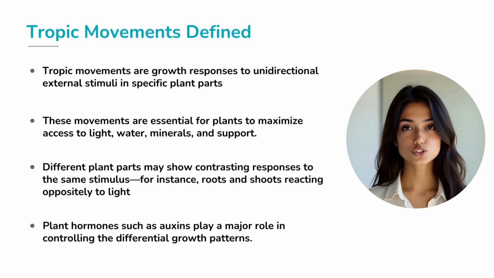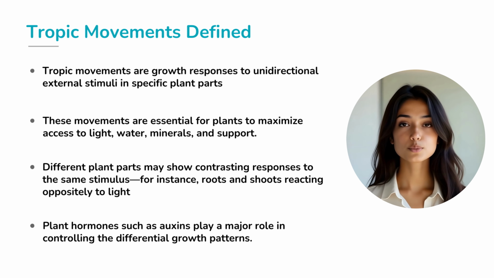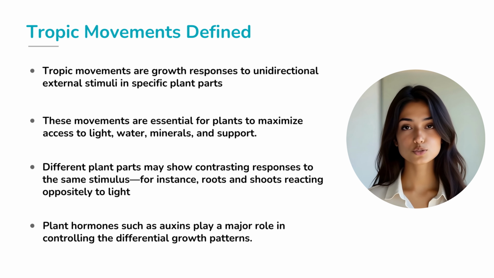Roots and shoots show opposite responses to light, for example. Hormones like auxins coordinate these growth changes by promoting elongation in some regions and inhibiting it in others. This precise regulation ensures that the plant always grows in the most beneficial direction. Nature truly is a master of efficiency.